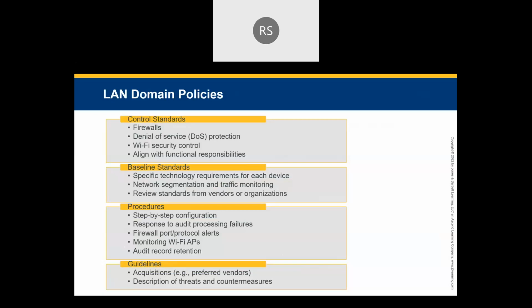Guidelines provide additional recommendations and information to support the implementation of LAN security policies. They may include acquisition guidelines that specify preferred vendors or suppliers for network devices. They may have descriptions of threats and countermeasures, and that's used to raise awareness among network administrators and users. So these guidelines help enhance the understanding of potential risk and provide guidance on how to address them effectively.